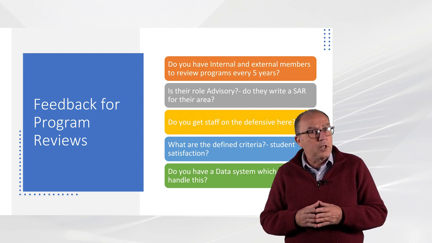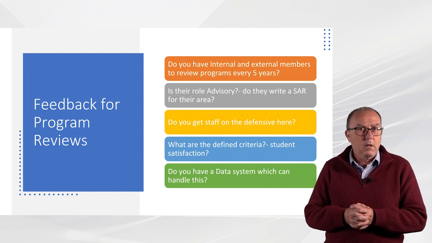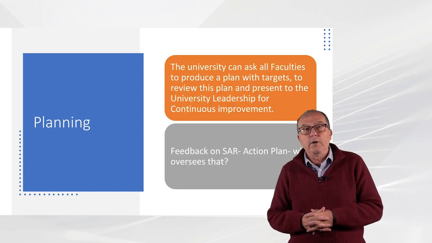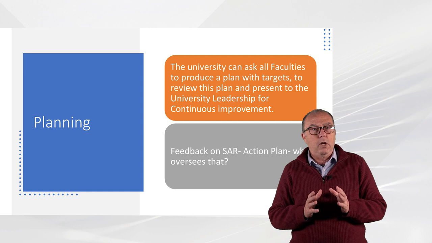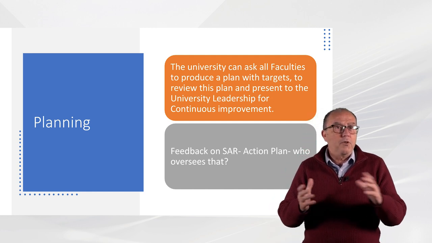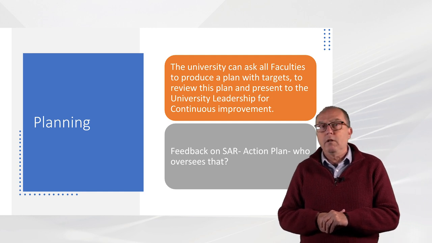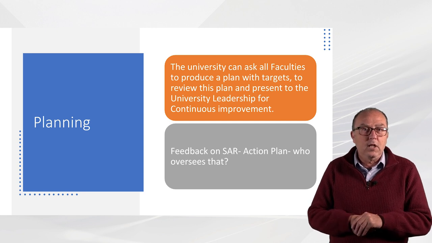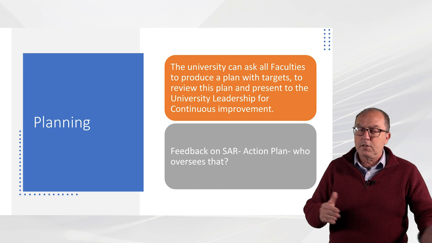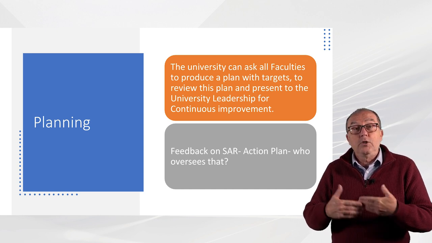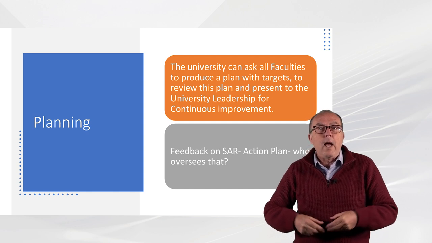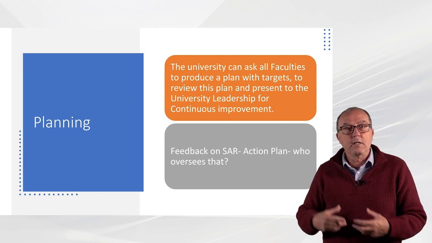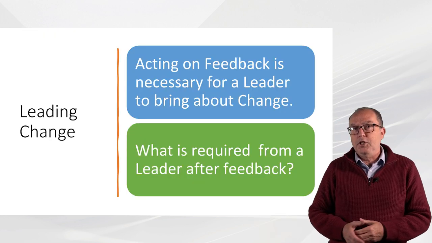Do you have a data system which can handle all this? This is important, how you document things, record them, and to be able to discuss them. It is very important to plan even how you're going to collect feedback and act upon it. So the university or the educational institution can ask all faculties to produce a plan with targets, to review this plan and present it to the university leadership for continuous improvement, whether it's for the institution or programs. So there should be feedback on the self-assessment report, an action plan created, and ask yourselves who will oversee that this is actually done.